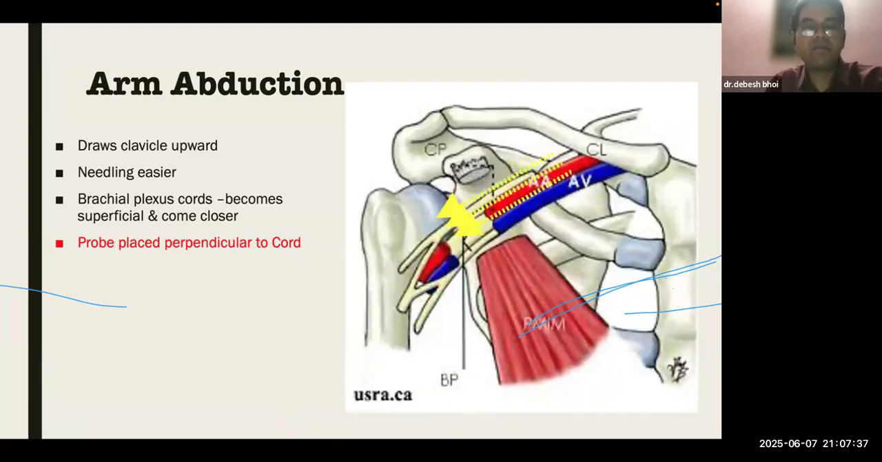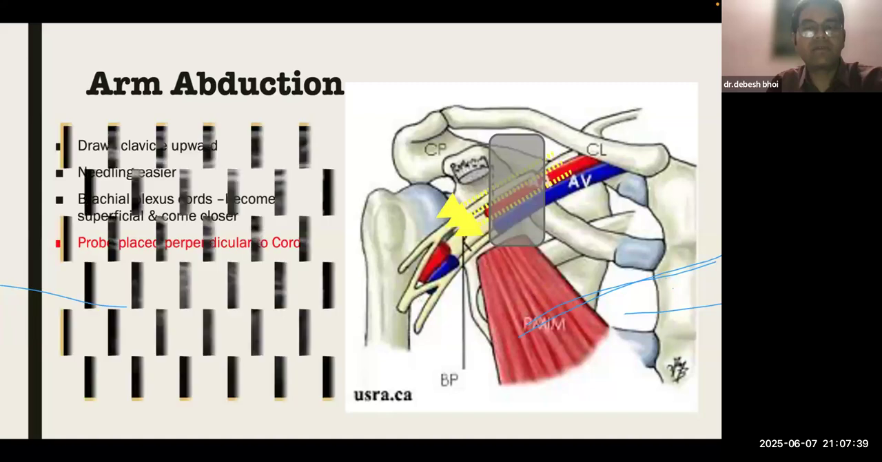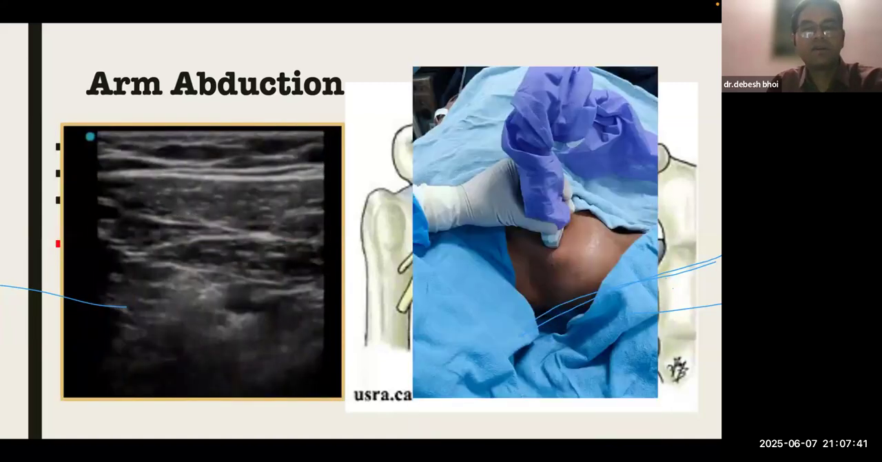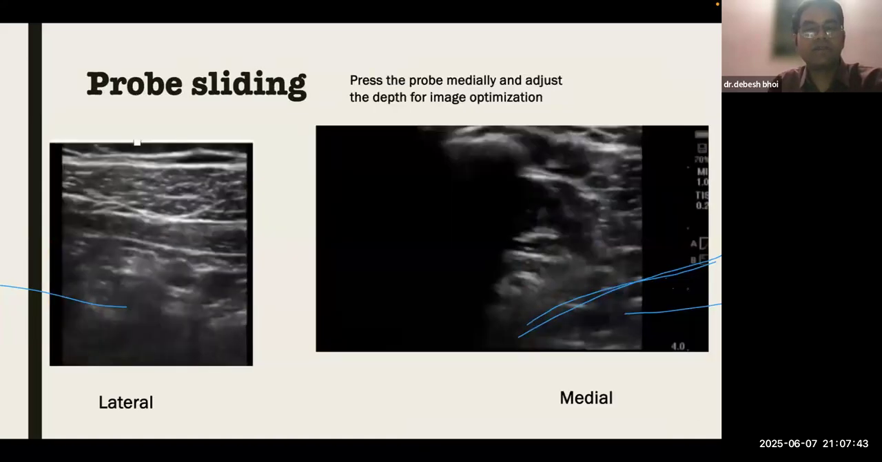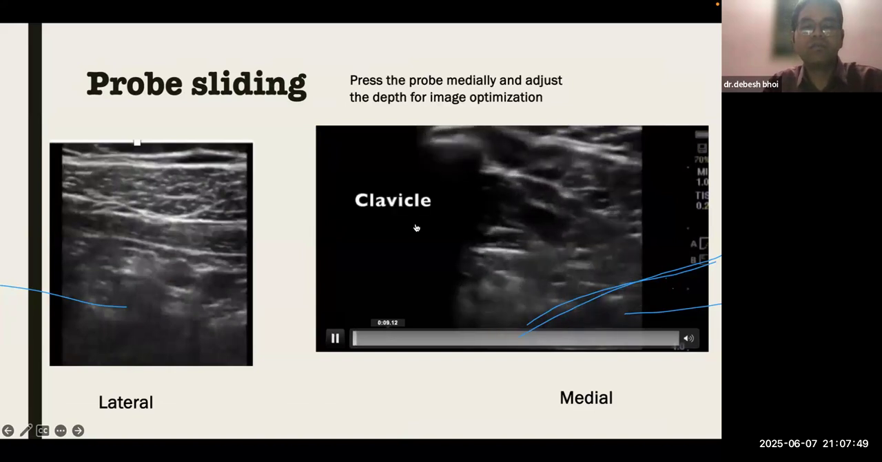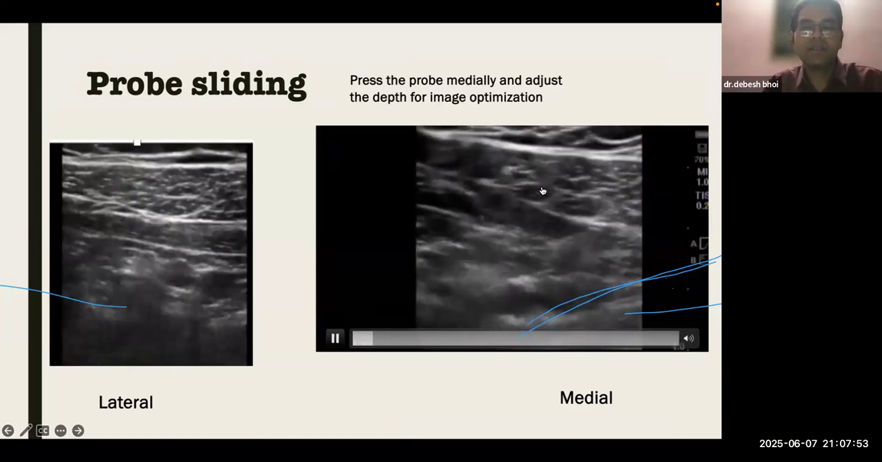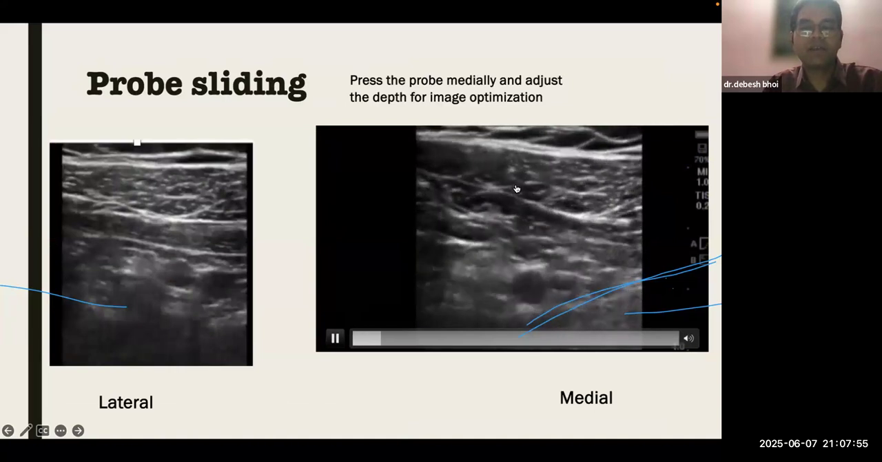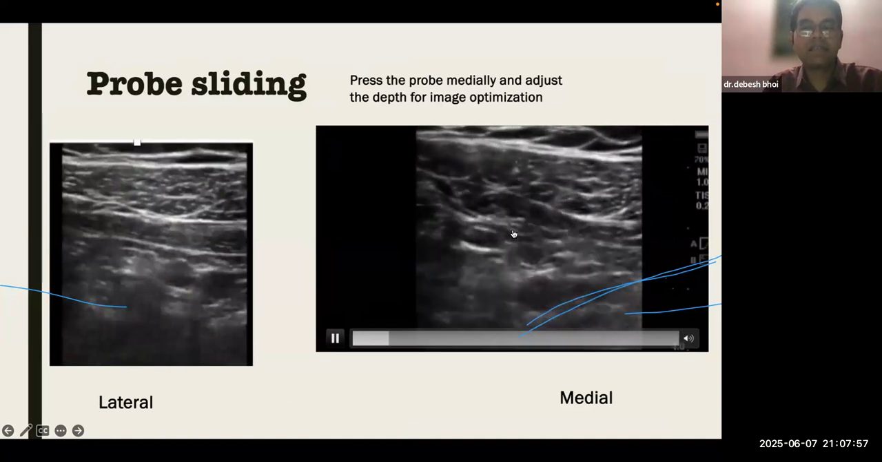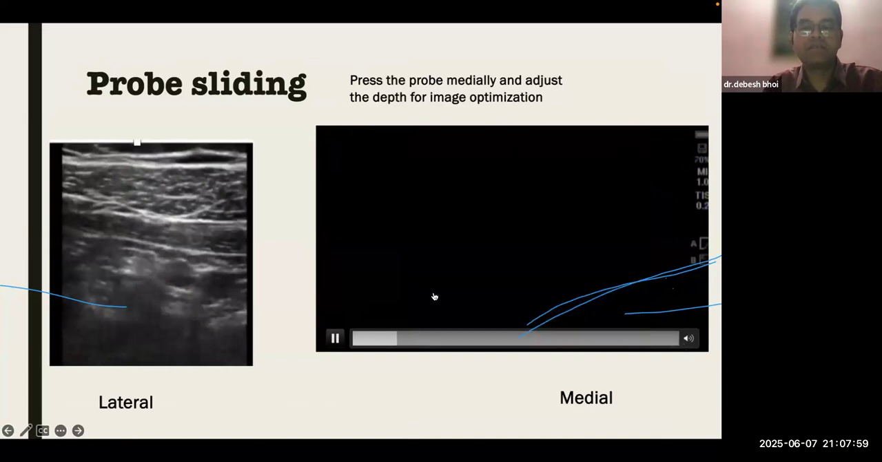So this is the advantage of arm abduction when you are doing infraclavicular scanning. This is how we can do an infraclavicular block. If you see the probe placed just below the clavicle, you can see the pec major muscle. Identify that this is the first muscle, the pec major, and the second will be the pec minor.